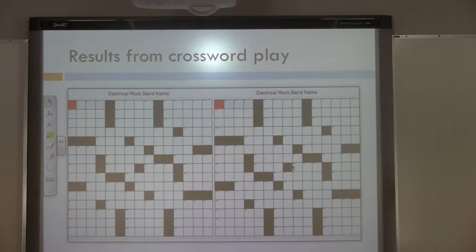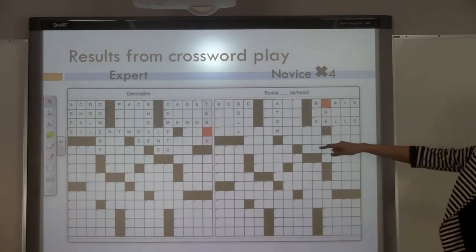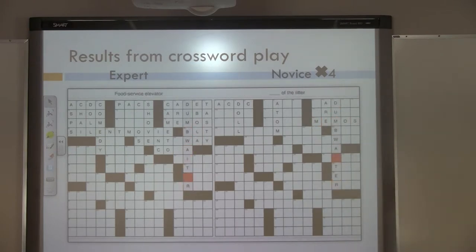Here is the result from the crossword play. This one is the experts, and this one is the novice performance. In this video, we increased the speed of the novice video to 4 times faster than their normal speed in solving the puzzles. So you can see that the experts try to solve around this area first, and then they moved to another area and solved it. But the novices try to find the clues that they can solve first, so they have to move around the puzzle grid and find the clue that they can solve.